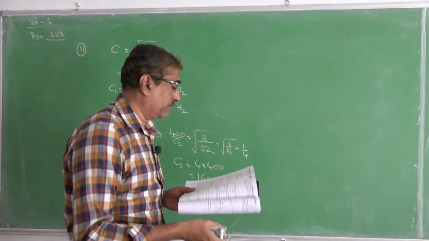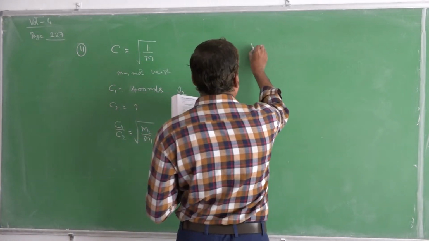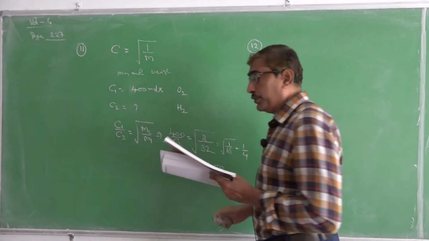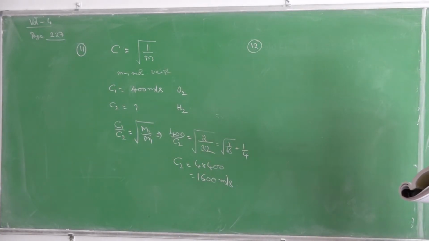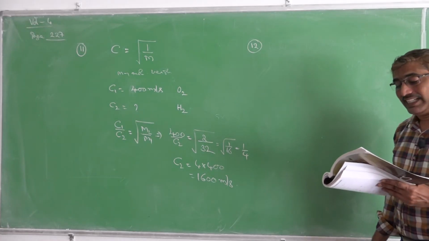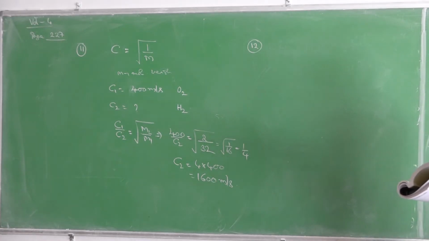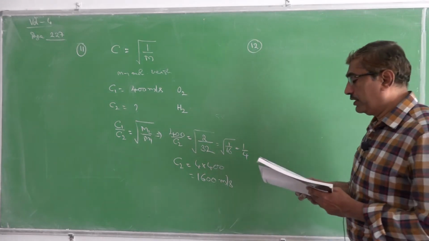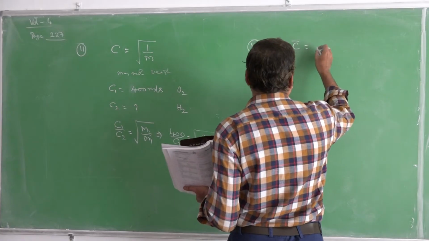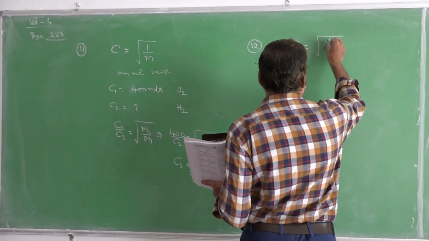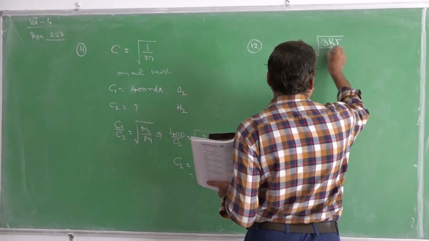Now the next one, 12th. To what temperature should the hydrogen at 327 degrees centigrade be cooled at constant pressure so that the RMS velocity of its molecules becomes half of its previous value? Okay, so RMS velocity is given by square root of 3RT by M.